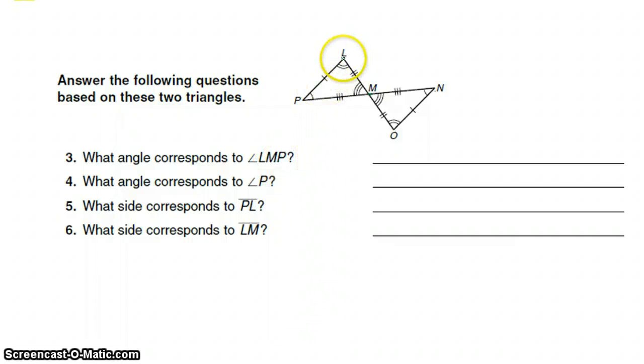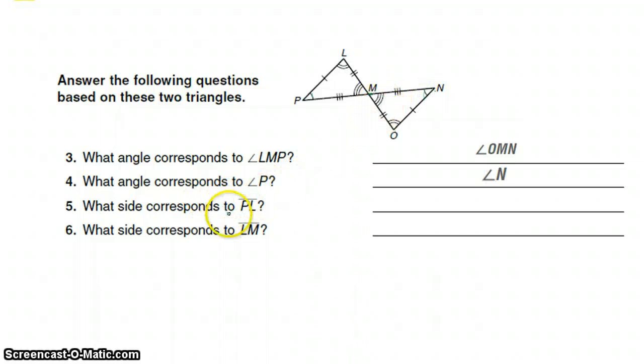So angle LMP, so our angle right here has 3 tick marks or 3 arcs. So we would match that up with this angle here with its 3. Did you get angle OMN? Good. What angle corresponds to angle P? Angle P has 1 arc. So we come over here and we find that that's angle N. Did you get that one?